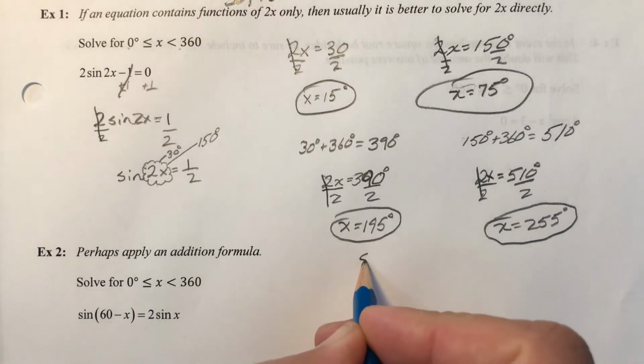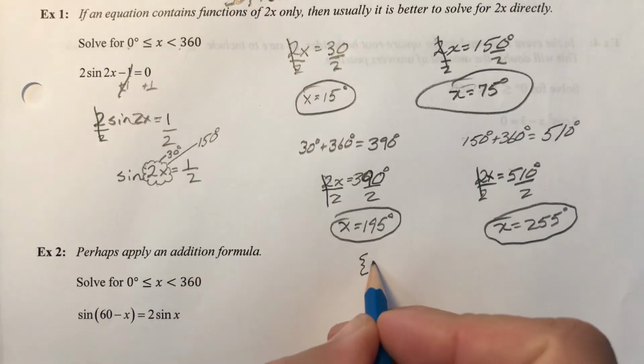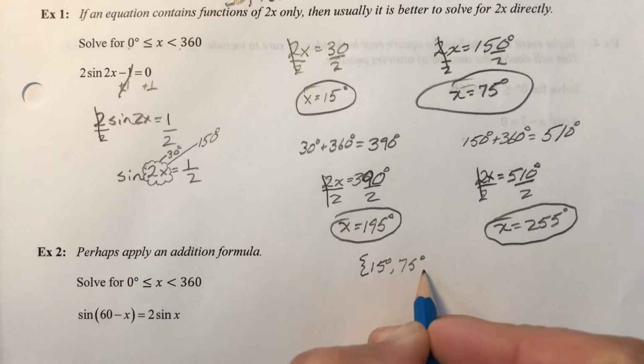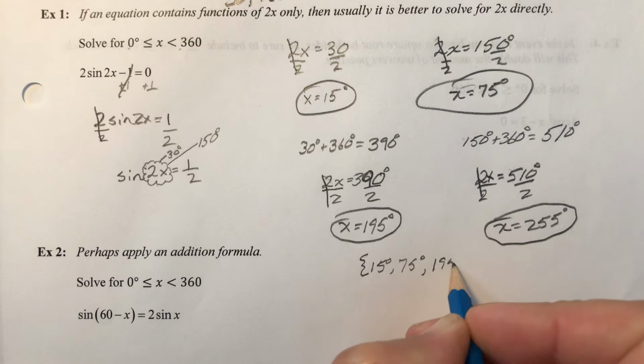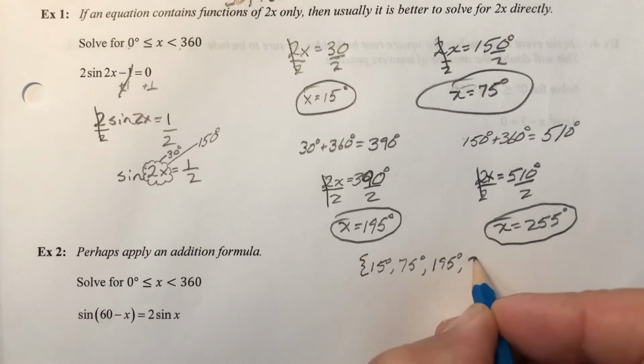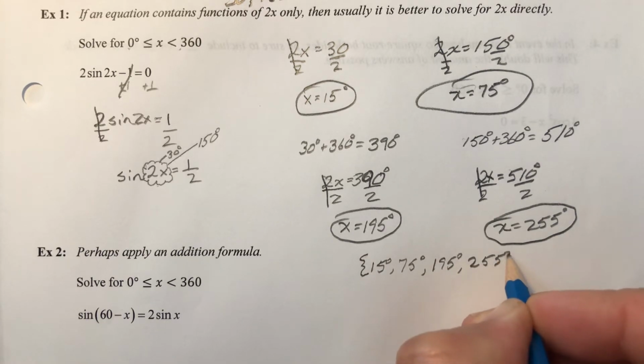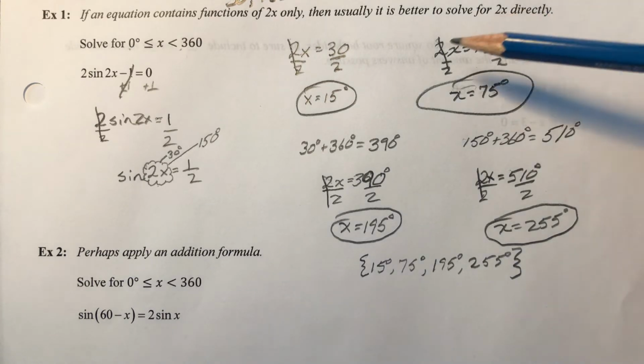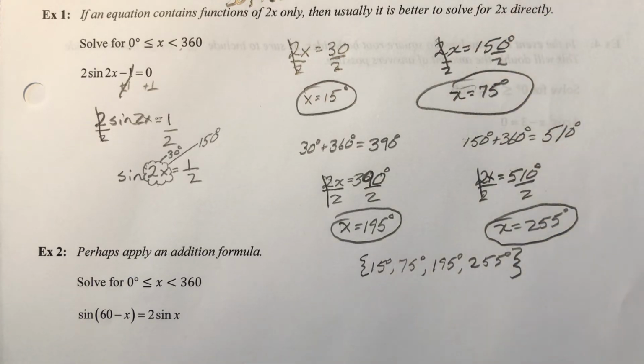All right, so you have 4 answers. You've got 15, you got 75, you got 195, and you've got 255 degrees. Okay, so that's one option for today's homework, is to just deal with the double angle, but be careful of this section. That's pretty tough.